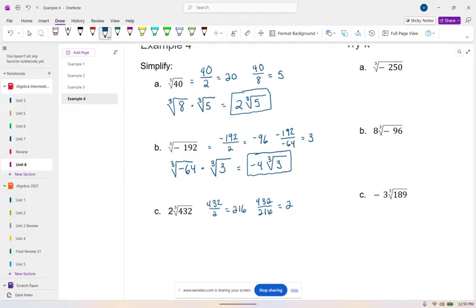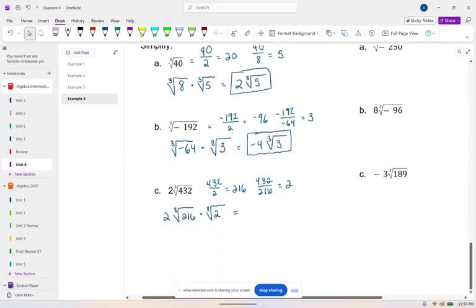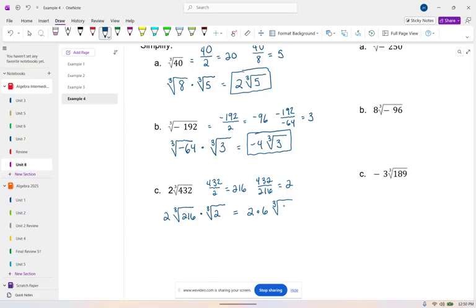So this allows us to break it down into 2 times the cube root of 216 times the cube root of 2. And the cube root of 216 is in the sixth position, so the cube root of 216 is 6. So 2 times 6, cube root of 2. And 2 times 6 is 12. And 12 cube root of 2.